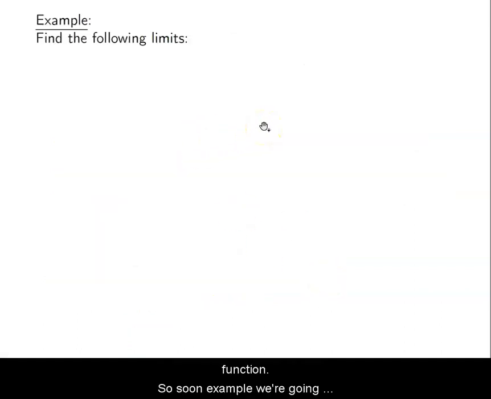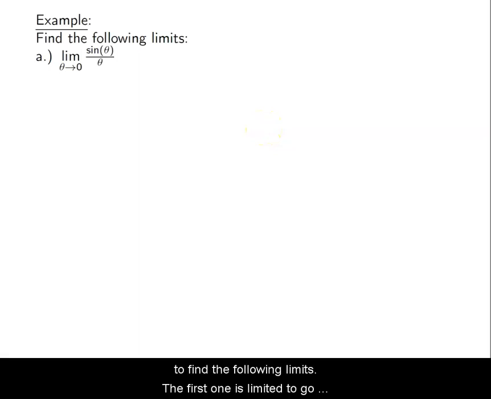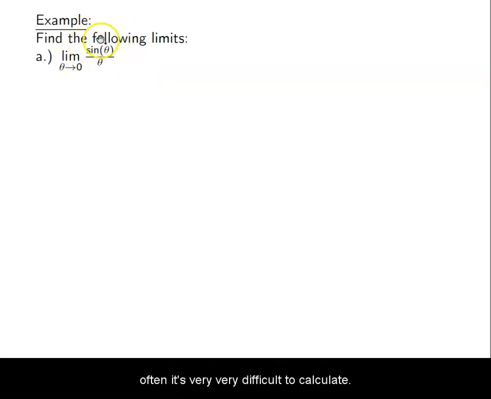Okay, so let's do an example. We're going to find the following limits. The first one is the limit as theta goes to 0 of sine of theta over theta. So we looked at this towards the beginning, except we had sine of theta over the absolute value of theta. But this is a common one. This is a very important limit. It comes up very, very often. It's very, very difficult to calculate.